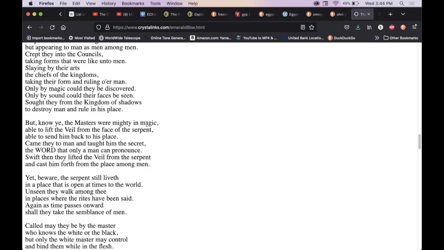But know that the masters are mighty in magic and able to lift the veil from the face of the serpent and able to send him back to his place. Came they to man and taught him the secret, the word that only a man can pronounce. Swift they lifted the veil from the serpent to cast him forth from the place among men. Beware, the serpent still liveth in a place that is still open at times to the world.